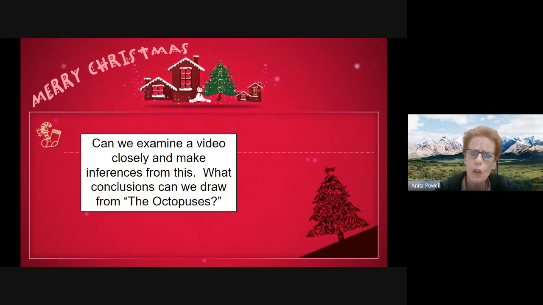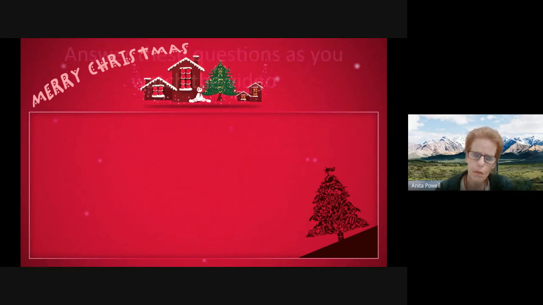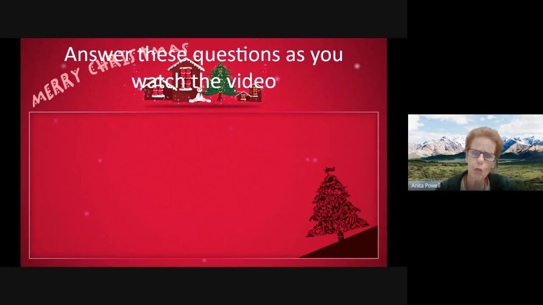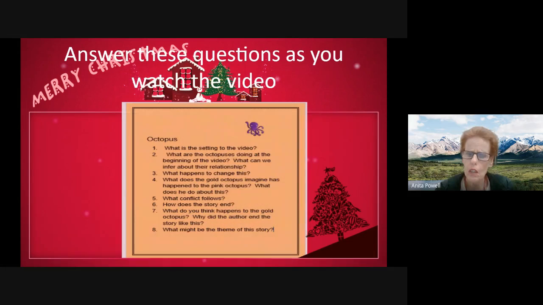And we examine a video closely and make inferences from this. What conclusions can we draw from the octopuses? Let's answer some questions as we watch the video. What is the setting to the video? What are the octopuses doing at the beginning of the video? What can we infer about the relationship? What happens to change this? What does the gold octopus imagine has happened to the pink octopus? What does he do about this?